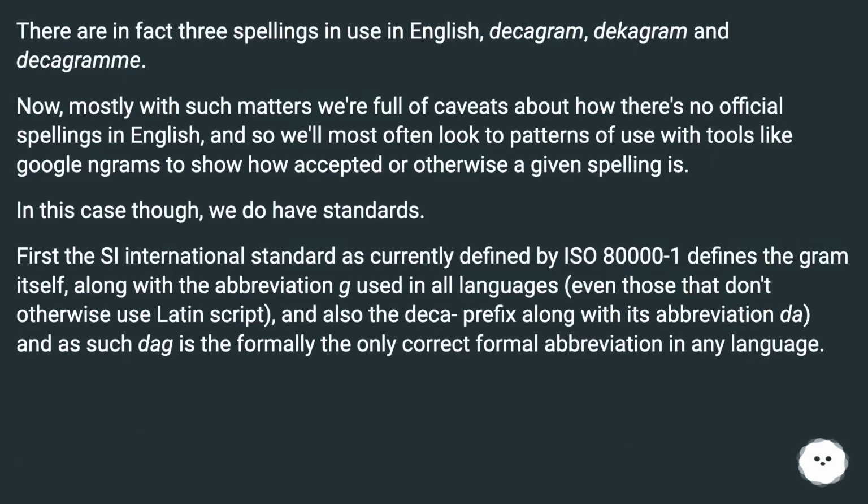Now, mostly with such matters we're full of caveats about how there's no official spellings in English, and so we'll most often look to patterns of use with tools like Google Ngrams to show how accepted or otherwise a given spelling is. In this case though, we do have standards. First, the SI International Standard as currently defined by ISO 80000 defines the gram itself, along with the abbreviation g used in all languages, even those that don't otherwise use Latin script, and also the deka prefix along with its abbreviation da, and as such dag is formally the only correct formal abbreviation in any language.